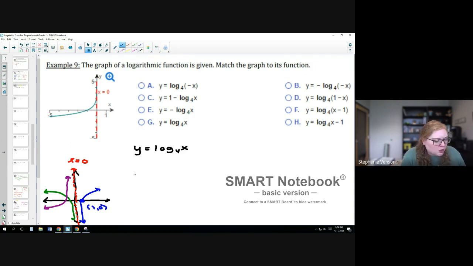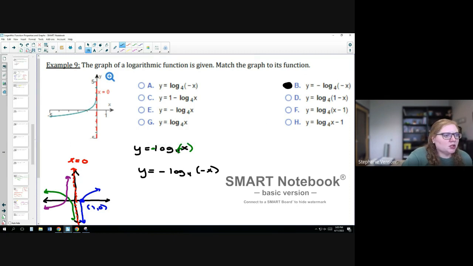So I asked myself, what does an x-axis reflection look like? Oh, well, an x-axis reflection looks like a negative on the outside. Then I say, all right, what does a y-axis reflection look like? Well, a y-axis reflection looks like a negative on the inside. So my graph is, or should be, negative log base 4 of negative x. That would be the parent function with both an x-axis and a y-axis reflection. And so I look for that answer choice, and that's just answer choice B. Okay, and you saw a minute ago, because I clicked through a couple on Pearson, that you'll have a lot like that.